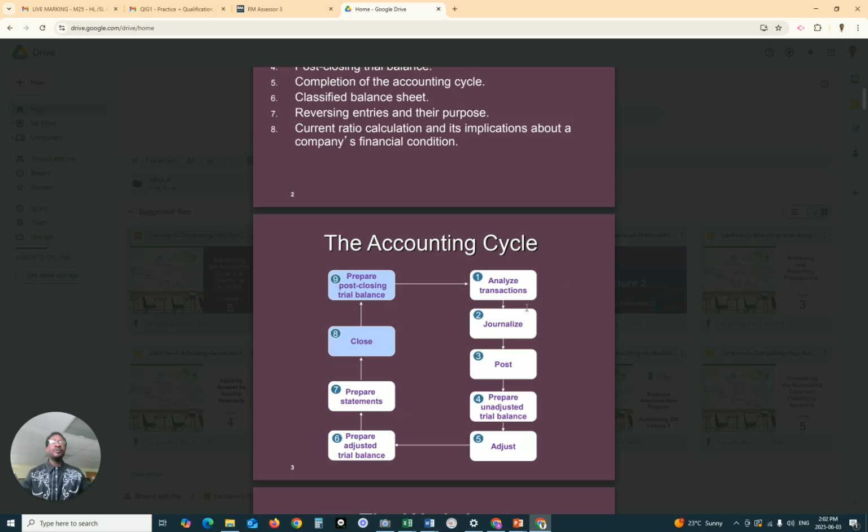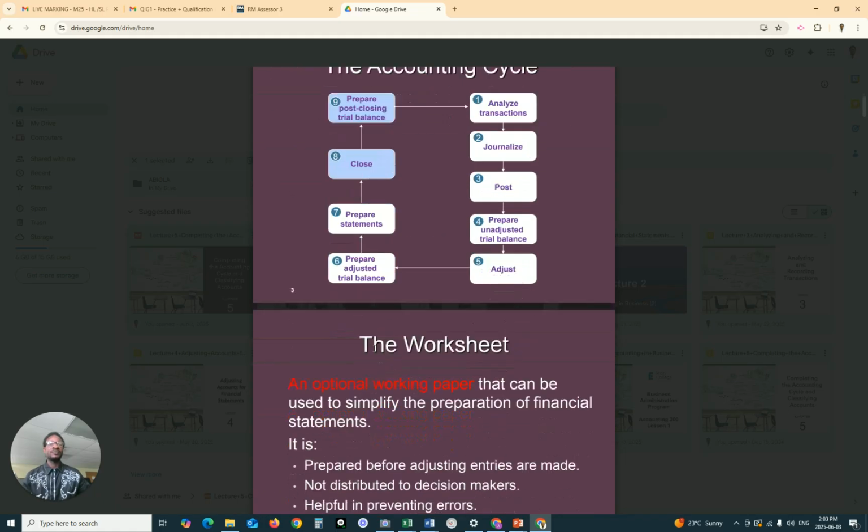So here, the first thing is to analyze the transactions, journalize, post, prepare unadjusted trial balance, adjust, prepare adjusted trial balance, prepare statements, that's the financial statements. We have an episode in this channel that takes care of financial statements. You may check it for reference. That's income statement, statement of financial position, statement of cash flow, and statement of changes in equity. Then it's to close, then prepare post-closing trial balance.